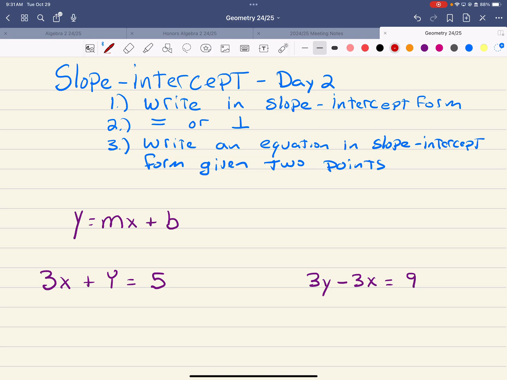Second part of that, we're just going to expand on that a little bit, and we're going to write them in slope-intercept form and then determine if they're parallel. Remember, that's our symbol for parallel. Determine if they're parallel or perpendicular. So let's expand on what we talked about yesterday.